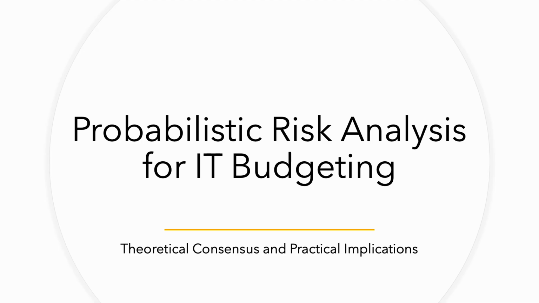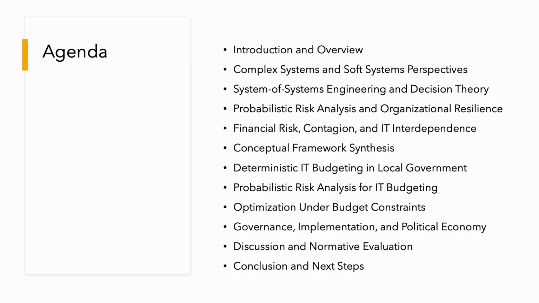Municipal IT is now a complex, interdependent system of systems. That complexity makes deterministic budgeting obsolete. What I'll show today is how PRA aligns with theory, risk science, and operational reality, and why our budgeting process must evolve accordingly. Here's the roadmap for today's discussion.